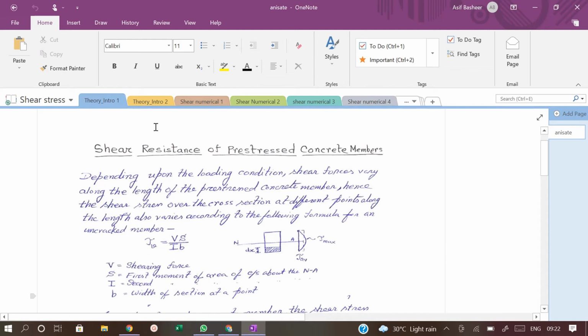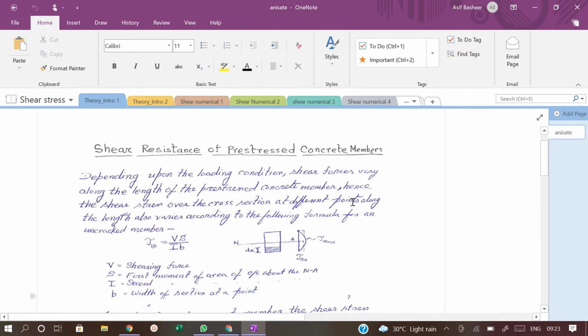Yeah, so the third module, that is the shear and torsional design of pre-stressed concrete member. Before that, you need to understand how a section behaves due to the shear force, or the shear stress. Depending upon the loading condition, shear force varies along the length of the pre-stressed concrete member, based on the type of loading, the length of the member, the span of the member, etc.